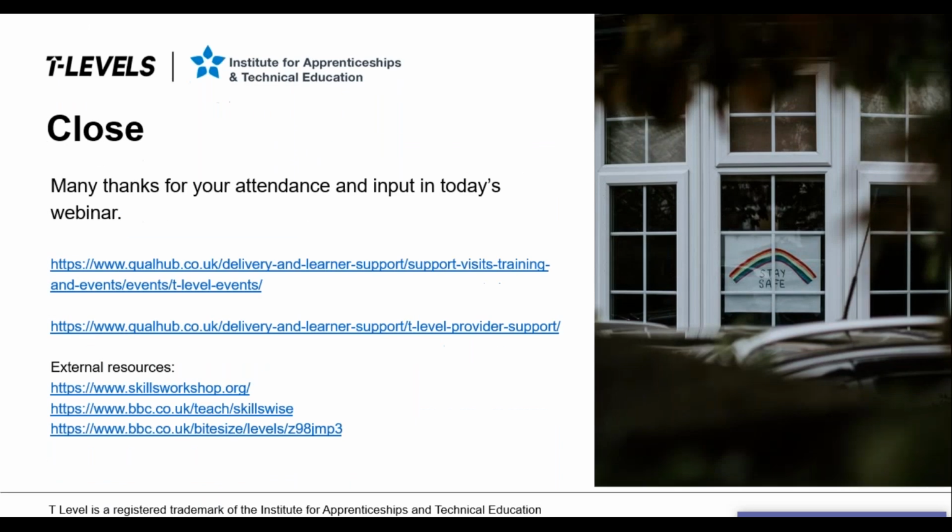I've also included the links to the log in to the registering for the events and the recording of events, but also a couple of websites that you can find some English and maths resources to help you with those as well. So when I send you this PowerPoint for your review and information, you can have a look at those as well. And the external resources obviously are not NCFE resources. The Skills Workshop and the BBC SkillsWise and Bitesize sites are external, but they are quality checked and they have some really good ideas that you could adapt and use.